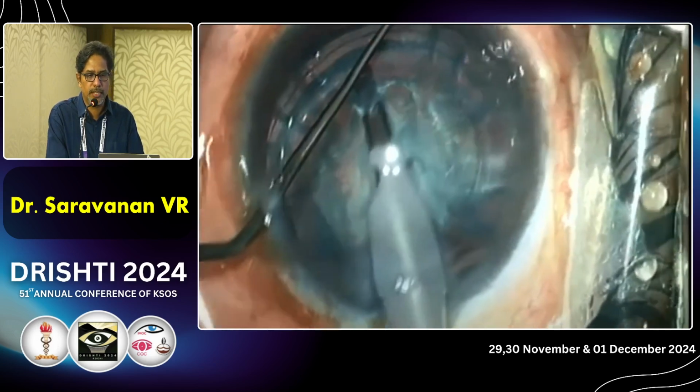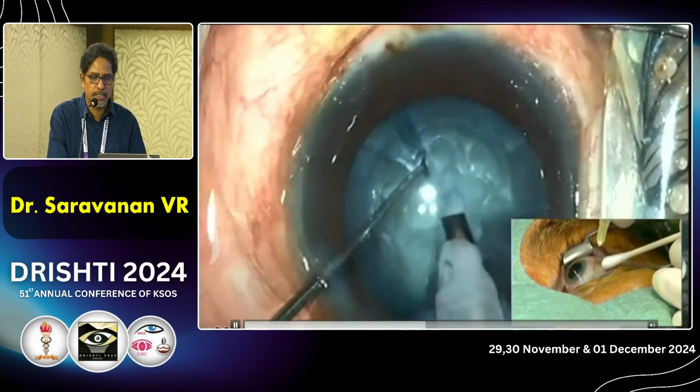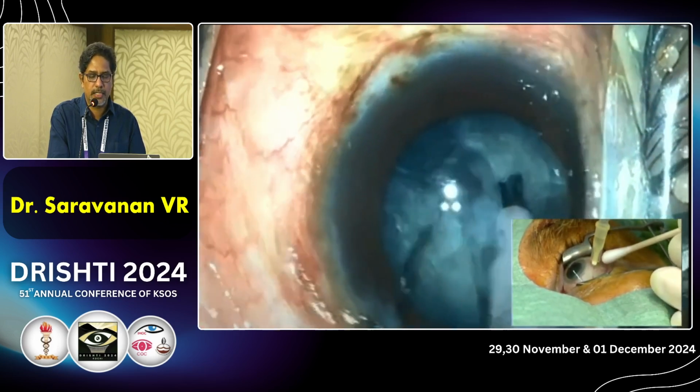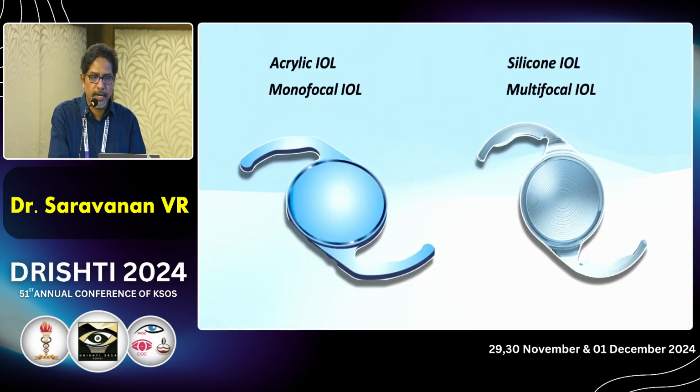So what we do is first we do the phaco surgery and give an Avastin injection at the end of the procedure. It also helps to shrink the new vessels so that in the next surgery, the intraoperative bleeding is much lesser. And as regards the choice of IOL, I think the coming speaker will also talk about that.